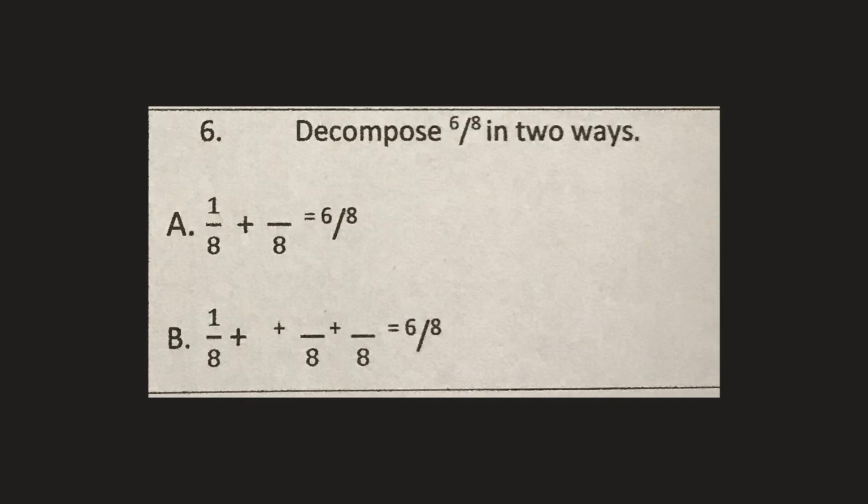Okay, decompose 6/8 in 2 ways. A has 1/8 plus 5/8 equals 6/8. B has 1/8, and here you could put anything you want to make it equal 6/8. So I'll put a 2 here and a 3 here. So 1/8 plus 2/8 plus 3/8. You could have done 1/8 plus 4/8 plus 1/8. You could do it any way you want.